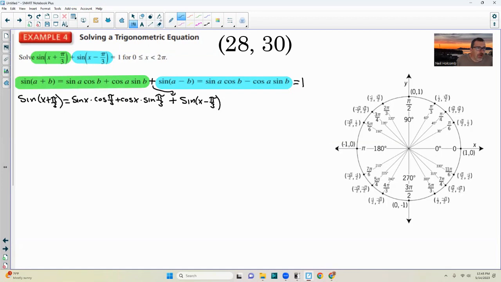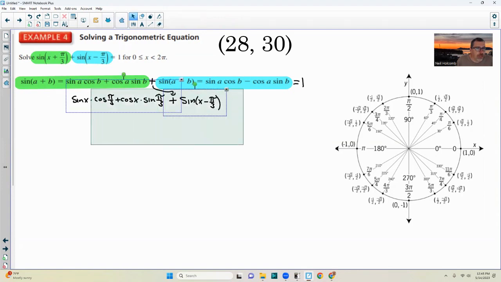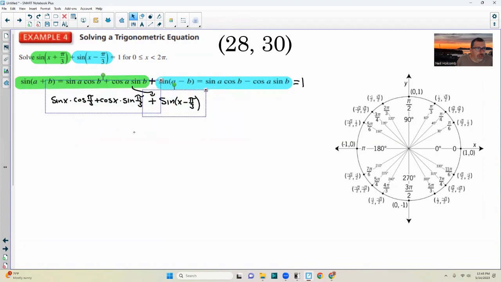Okay. So actually, I don't even want to have these. That's going to confuse things. So let's just start with this. The sine of a plus b, which is here, becomes the sine of x cosine of pi over 3 plus the cosine of x times the sine of pi over 3. Now, let me just move all of this over. Like so. Get rid of this. Okay, so sine of x cosine pi over 3, cosine x sine of pi over 3 is there.